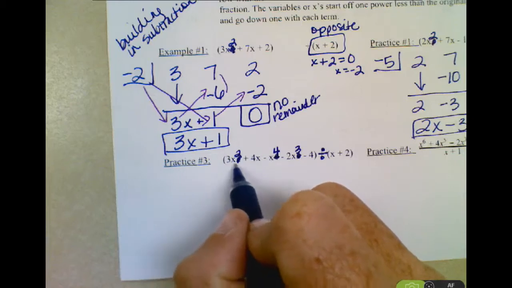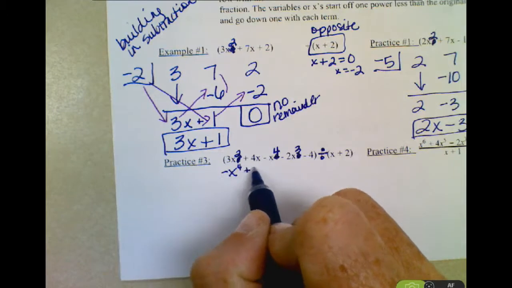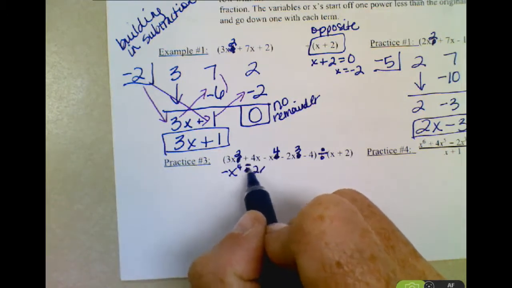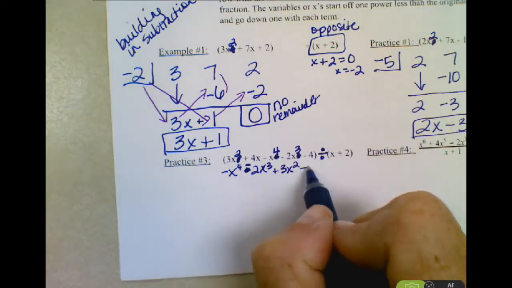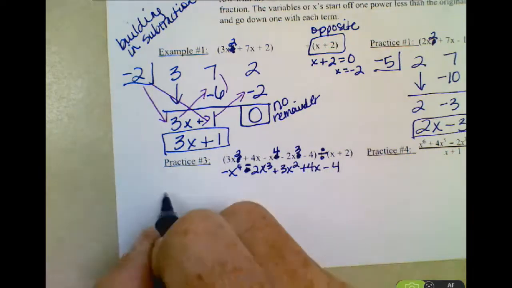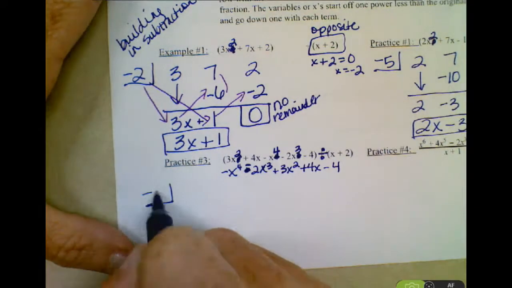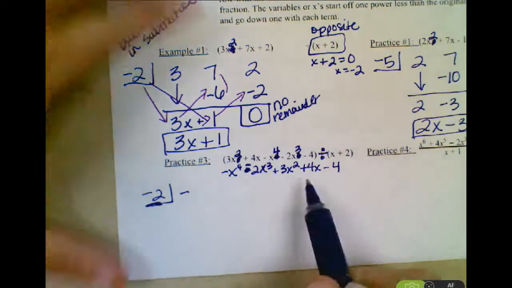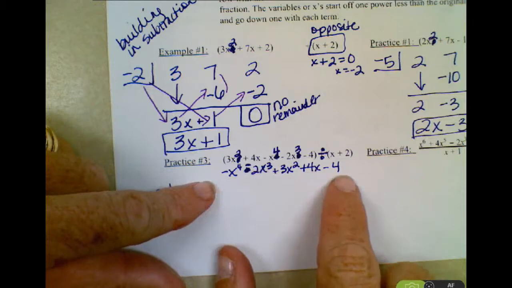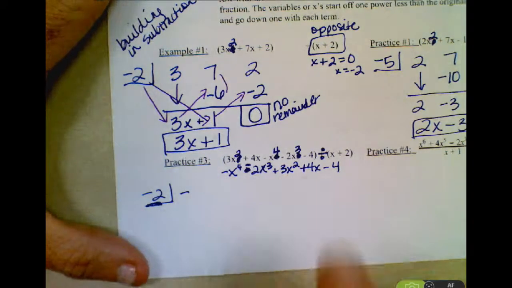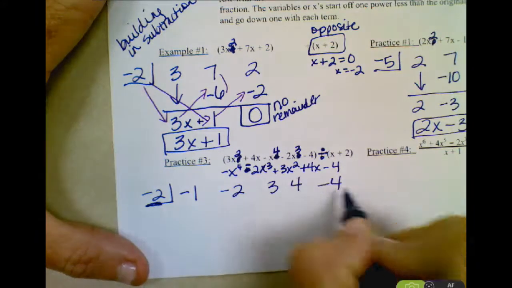So the first thing I needed to do was put this in numerical order, which would have been negative x to the 4th minus 2x cubed plus 3x squared plus 4x minus 4. So on the outside, in the divider box, I'm going to put the opposite of 2, which is negative 2. My coefficients across. Oh, there's the other thing you need to check for. Do you have a space maintained for every exponent? So we have 4, 3, 2. That's like a 1. That's like an x to the 0. 4, 3, 2, 1, 0. Yes, I'm good to go. So negative 1, negative 2, 3, 4, negative 4.